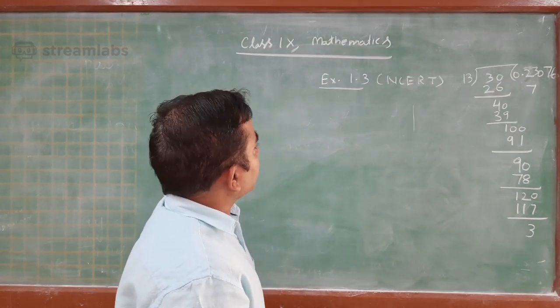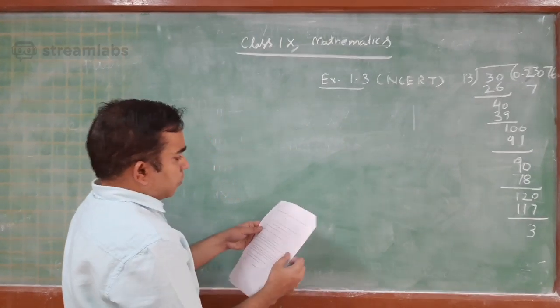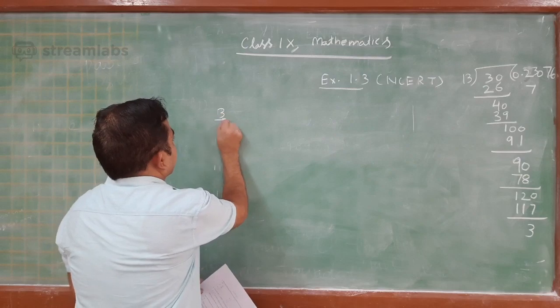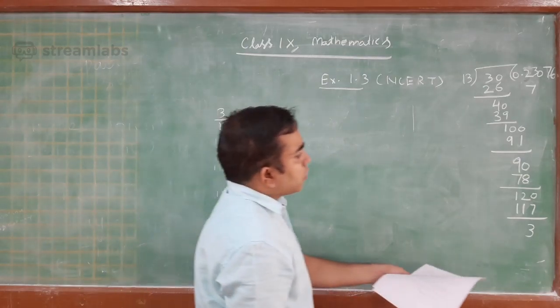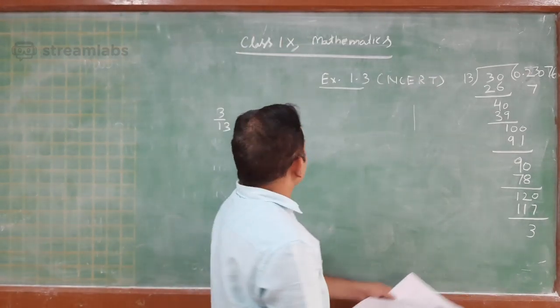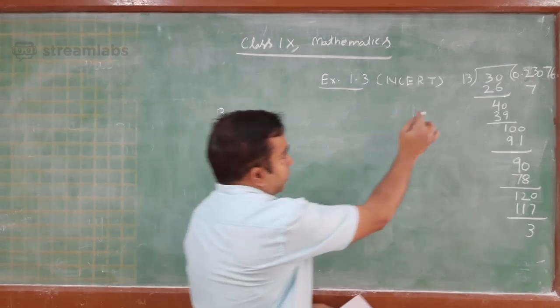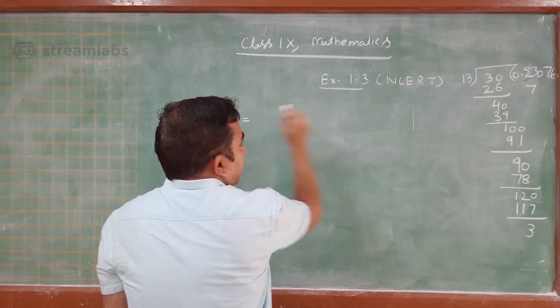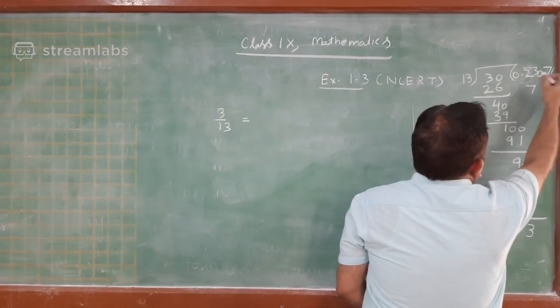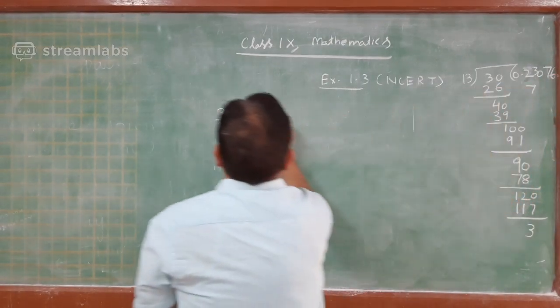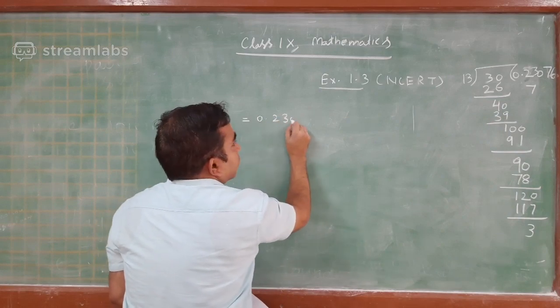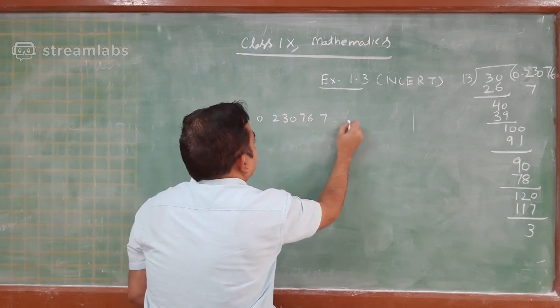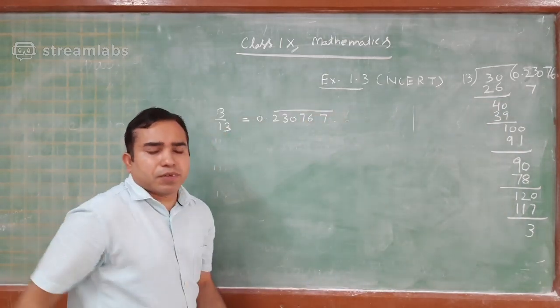And as it has become 3, the question was 3 upon 13. Then again you have to divide 3. The remainder has become the same as the original one. Here also it was 3 only, right? So again it will start 2, 3, 0, 7, 6, 7. And this will repeat itself, right?